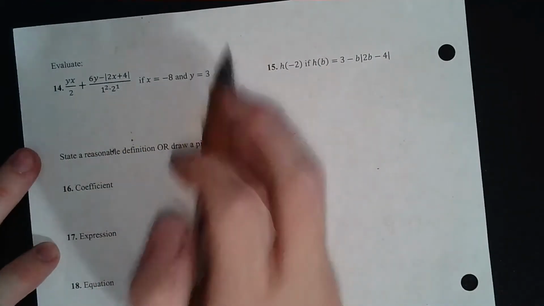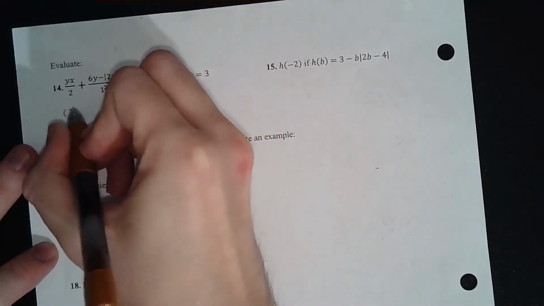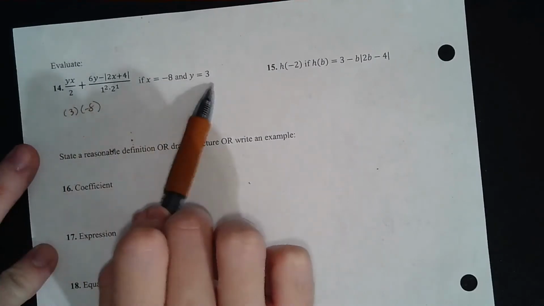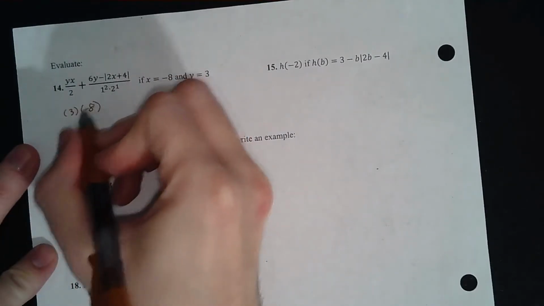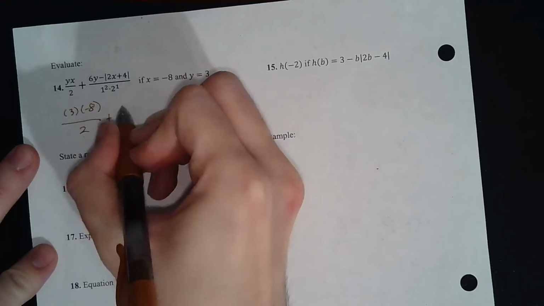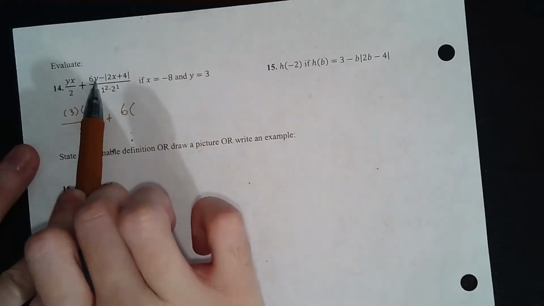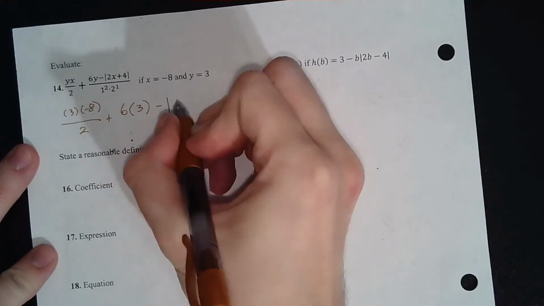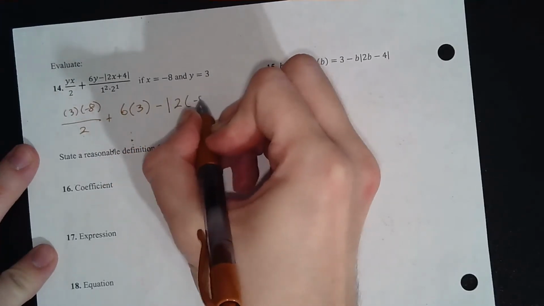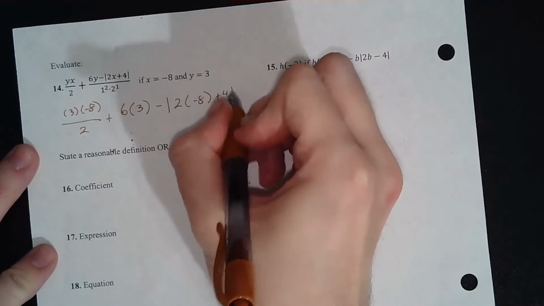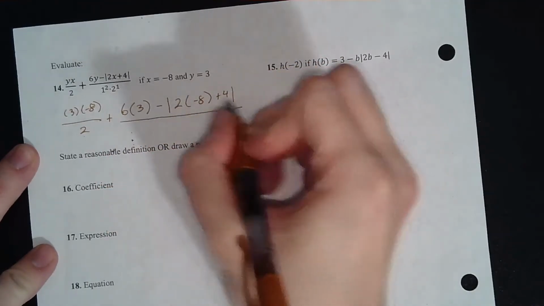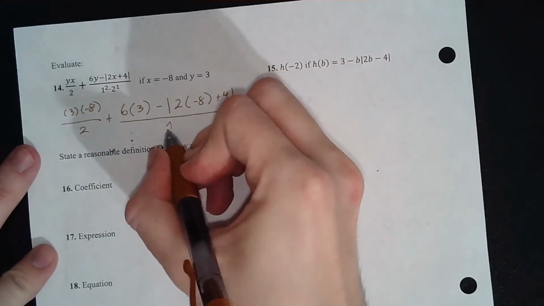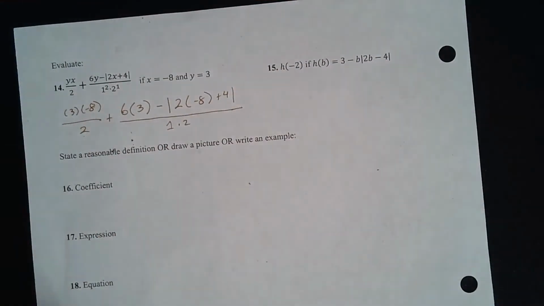If y is 3 and x is negative 8, notice how I'm just replacing that y with the 3, that x with the negative 8. This y right here is a 3 minus absolute value bar 2 negative 8 plus 4 divided by, and there's no substituting here, so I can just multiply this out. 1 squared, that's 1. 2 to the 1, that's 2.